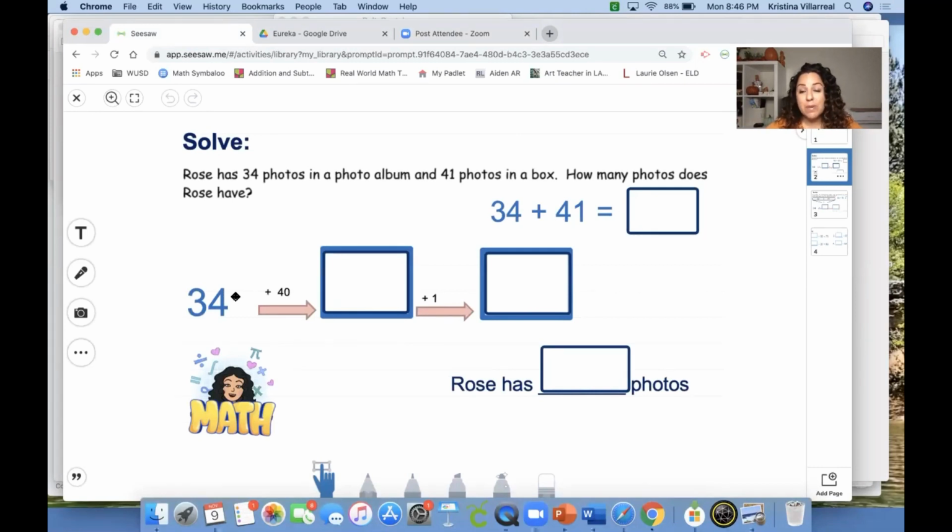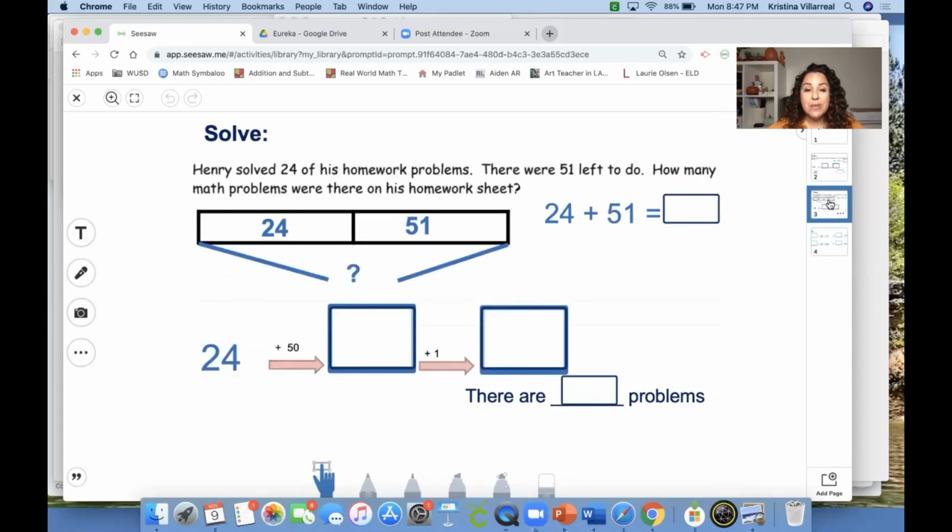An addition problem is as easy as knowing the arrow way. So I have 34, and then I'm going to add 40. So I'm going to jump 4 tens and then 1 more, and I'm going to put my answer. Remember, I'm going to put my answer here in the number sentence, and then I have to put my answer in my statement because it's important that we answer our story problems with a statement. So Rose has blank photos. So let me know what you get. And then we have another one.